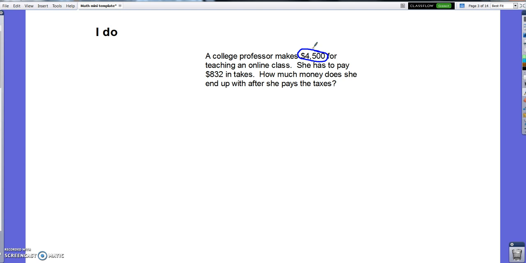So this says a college professor makes about $4,500 for teaching an online class. She has to pay $832 in taxes. How much money does she end up with after she pays the taxes? So these zeros are going to cause me a little bit of an issue when I try to subtract. So I'm going to line up all my places. And then here's what happens to me, right? I need to take 2 away from 0, which I cannot do, which means I need to regroup a 10 into 10 ones, but I don't have a 10 to regroup into 10 ones, so I'm kind of stuck.